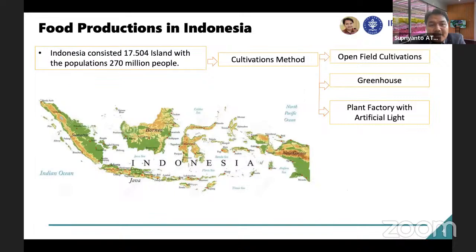As we know, Indonesia consists of 17,000 islands, with a population of 270 million people. There are three kinds of cultivation in Indonesia, in my opinion. First is open field cultivation. Maybe Dr. Awang and also Professor Awang and other presenters already presented about this. And also now we are still developing indoor farming using greenhouses and also plant factories with artificial light.